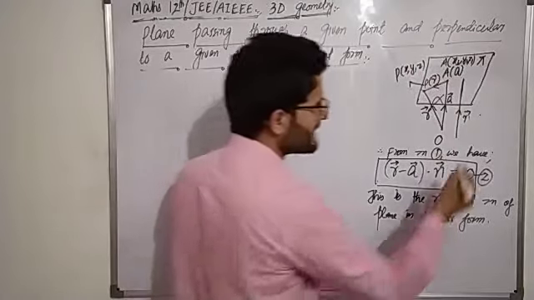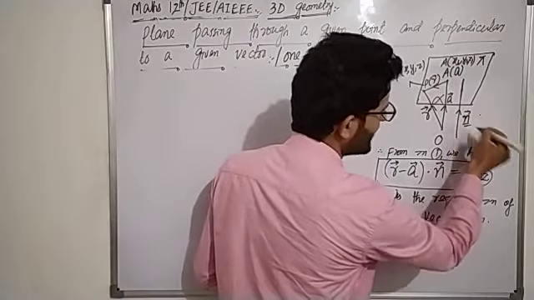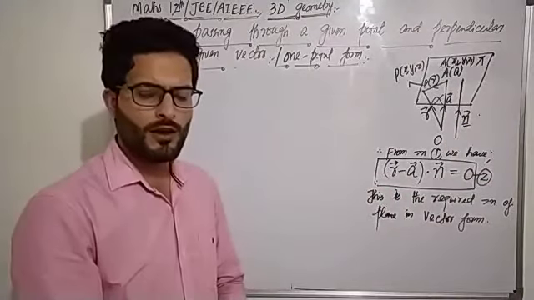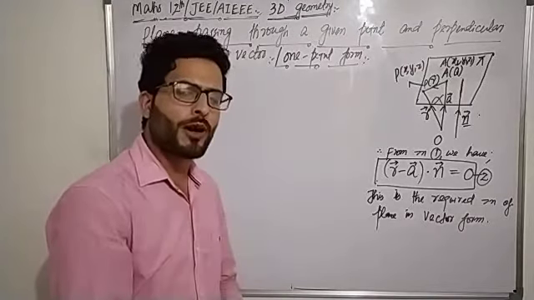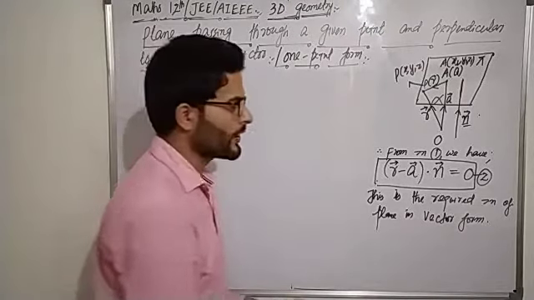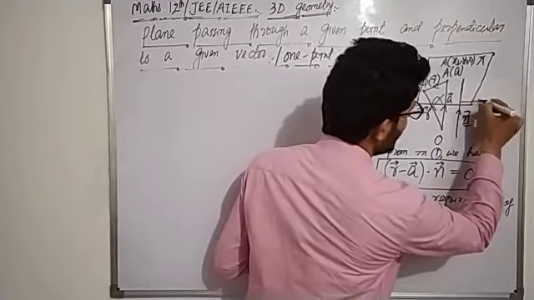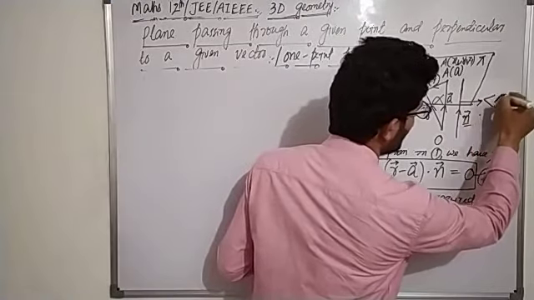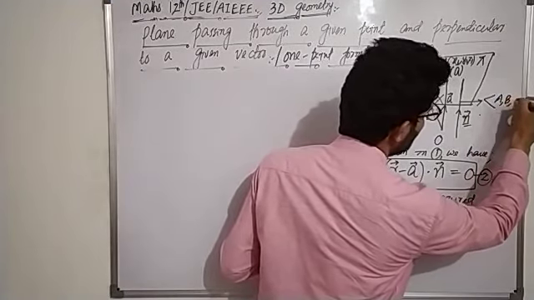राइट? और आपके पास एक वेक्टर है n वेक्टर, इसके स्केलर कंपोनेंट होंगे, और जो वेक्टर के स्केलर कंपोनेंट होते हैं वही इसके डायरेक्शन रेशियोज होंगे. मींस इसके डायरेक्शन रेशियोज सपोज हैं ordered three-tuple of a, b, c.